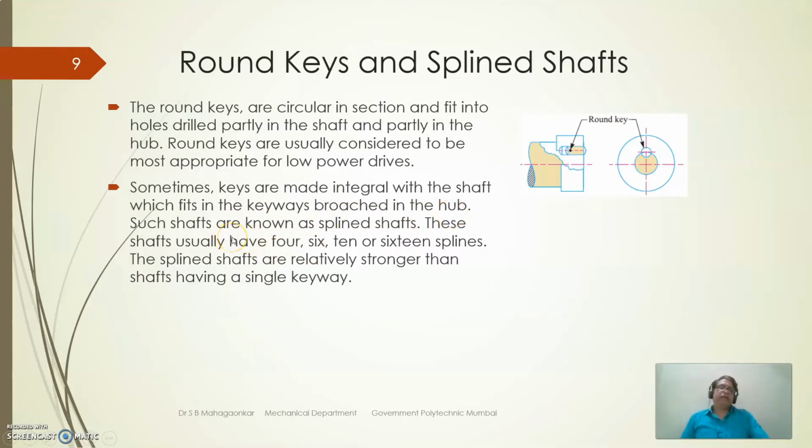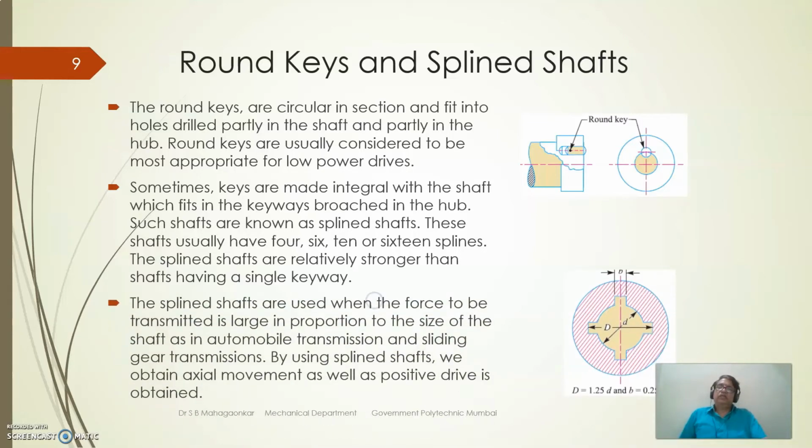So that means we are providing splines on the shaft. These splines are 4, 6, 8, it depends, or 10 or 16 splines. The spline shafts are relatively stronger than the shaft having a single keyway, because there are no keyways. If the keyways are there, then the strength will be reduced. As the splines are an integral part of the shaft, it is stronger than the keyed one.